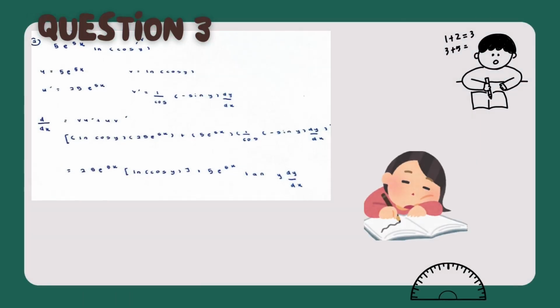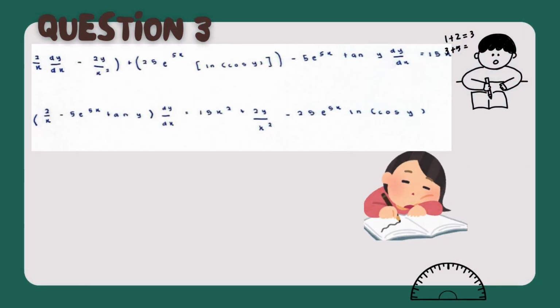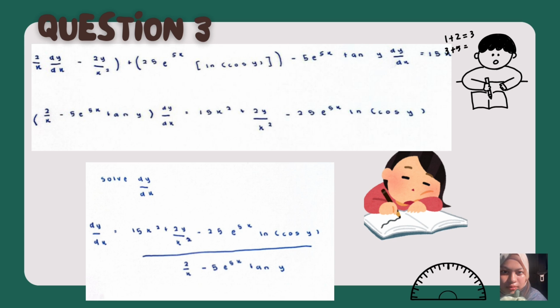Number 3, 5x cubed plus 2y: we differentiate 5x cubed, we get 15x squared, differentiate 2 we get 0. And then we put together the answers from the previous ones and move the terms that contain dy over dx to the left side and the rest to the right side. So we got the answer dy over dx equal to 15x squared plus 2y over x squared minus 25 exponent 5x ln cos y, over 2 over x minus 5 exponent 5x tangent y.